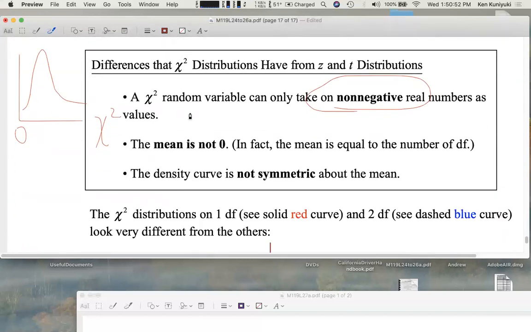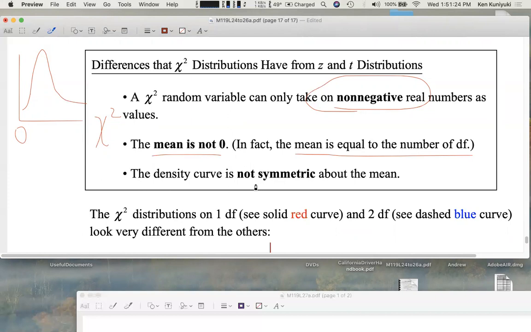Well, chi-square can never be negative in value, and you can probably tell that the mean cannot be 0. I mean, look at this thing. There's no way that the mean is at 0. We'd pretty much have to have negative values in addition to these positive values. We would need negative values to be legal pretty much. So the mean is not 0. And again, you won't have to really know this, but the mean of a chi-square distribution equals the number of degrees of freedom. Remember that the mean was 0 for the z and for the t's.